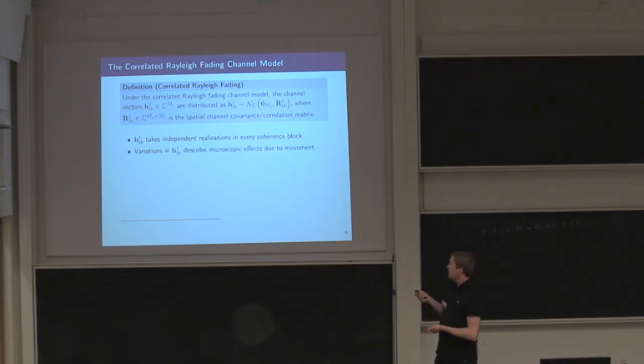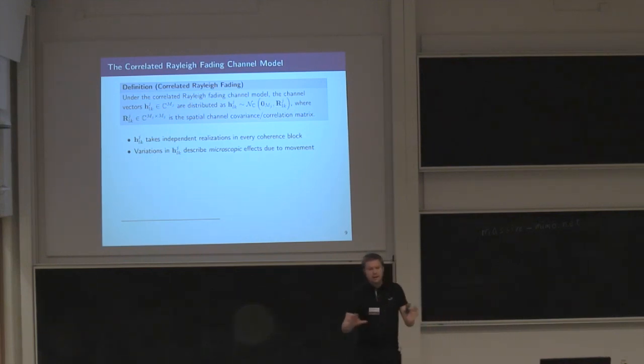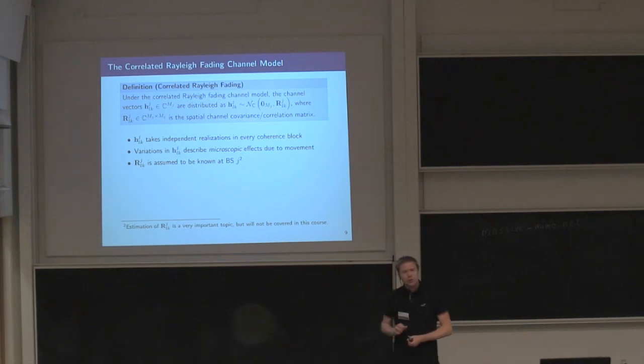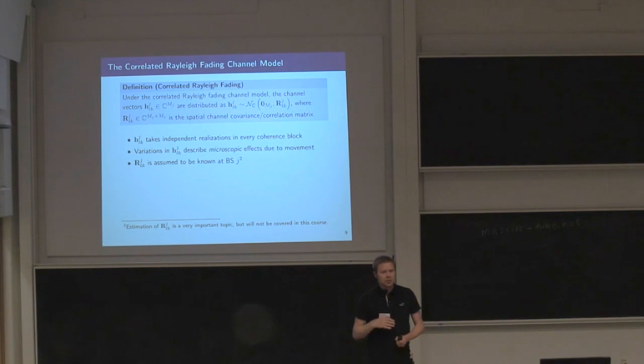The variations in H are described as microscopic effects when you're moving around a little bit in the environment, moving a few wavelengths or something like that. That doesn't change the big macroscopic changes that are described by this covariance matrix. This covariance matrix is, by the way, assumed to be known at the receiving base station, the base station at the top here. And estimating something like that could be challenging. That's a research topic by itself. I'm not going to cover it today. You can essentially create sample covariance matrices and use that in order to estimate it.